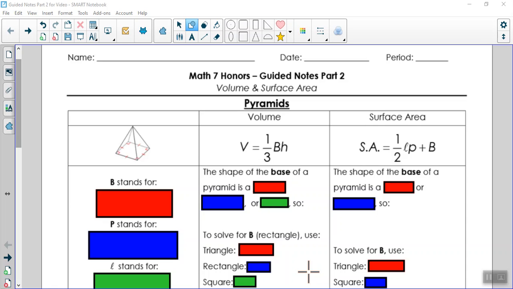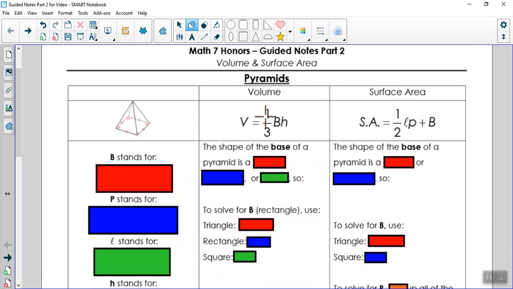Hi guys, today we're going to do our second part of our notes for volume and surface area, and there's only one more shape that we have to talk about that's on our formula sheet, and that's a pyramid. So if we look at our formulas for the pyramid for volume and surface area, there's a lot of variables in here, and a couple of them we haven't seen in any formulas so far.